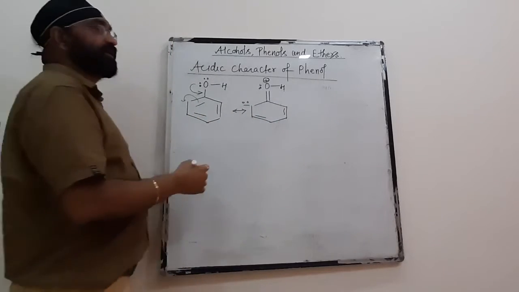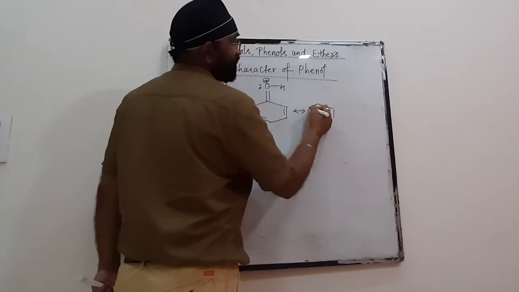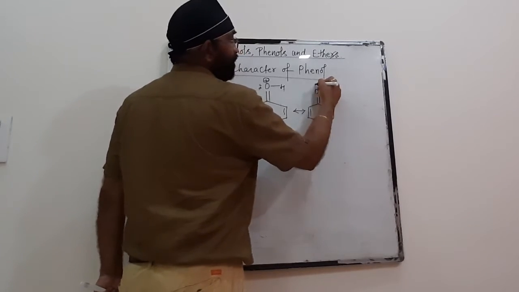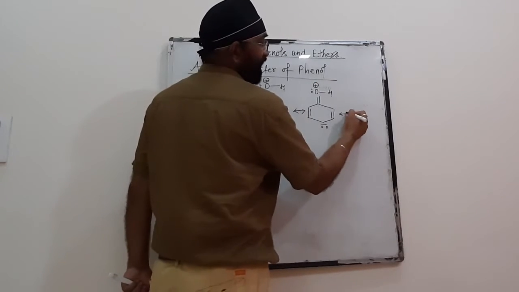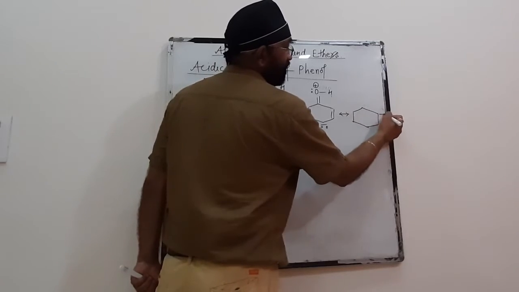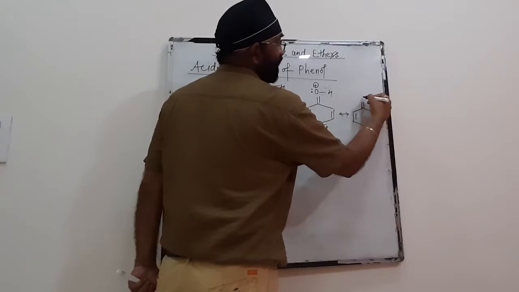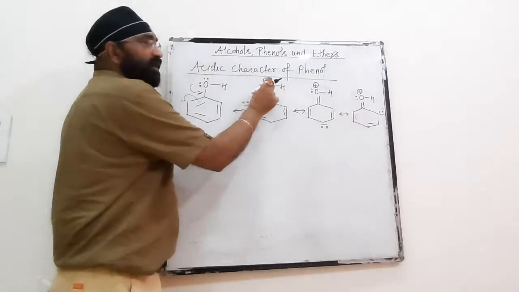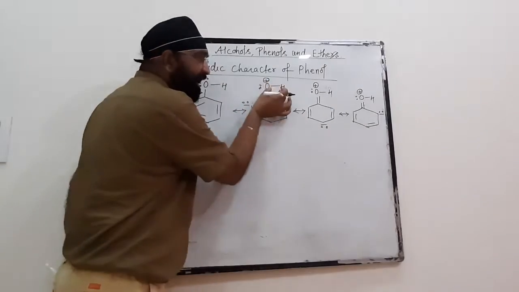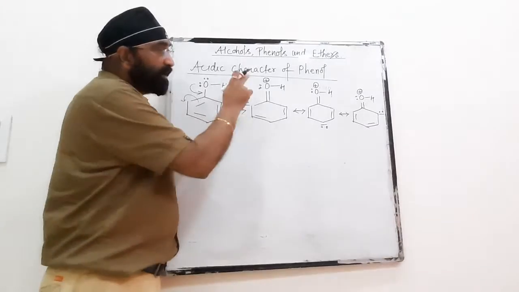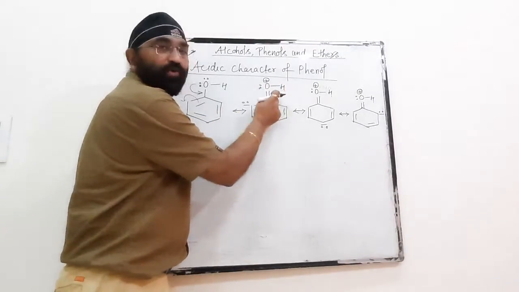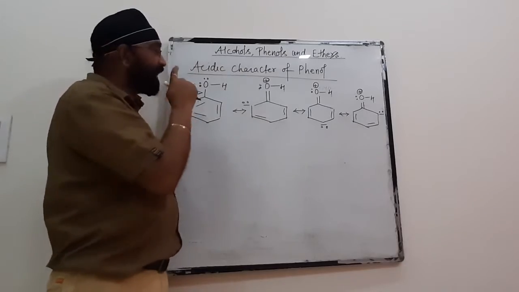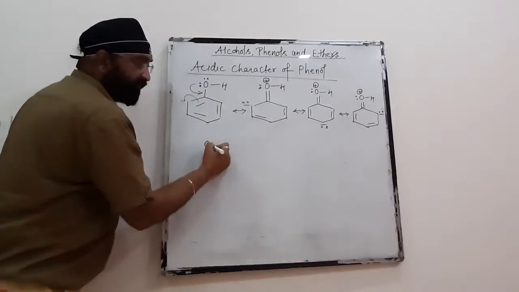So this is the first resonating structure, and two more similar structures we can form where the negative charge is on the benzene ring and the positive charge is on the electronegative oxygen atom. From these resonating structures, if I look at all of them, oxygen acquires a positive charge, which weakens the bond between O and H. Because of the positive charge on oxygen, this OH bond becomes weak, and that's why it becomes acidic.